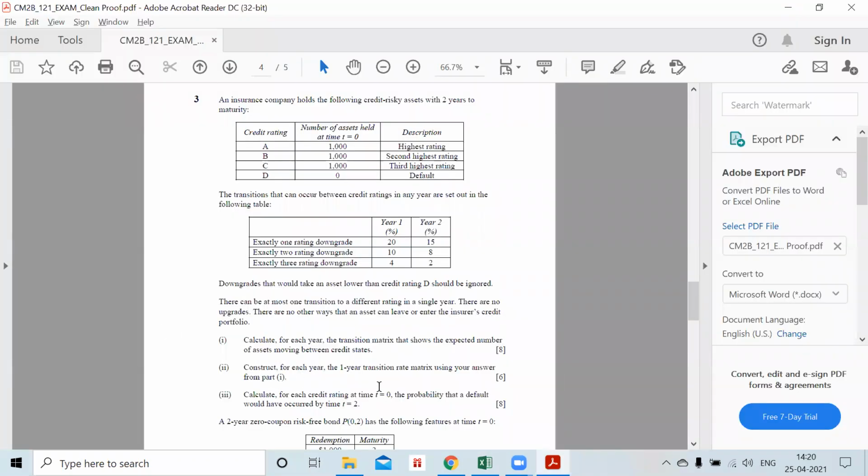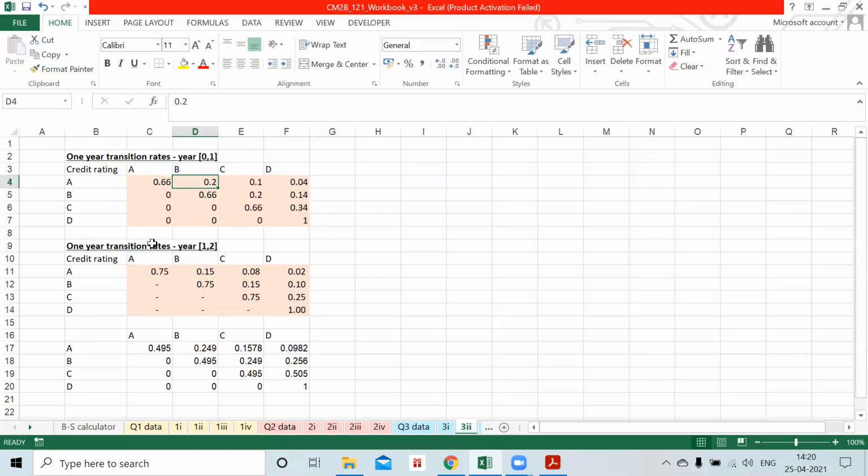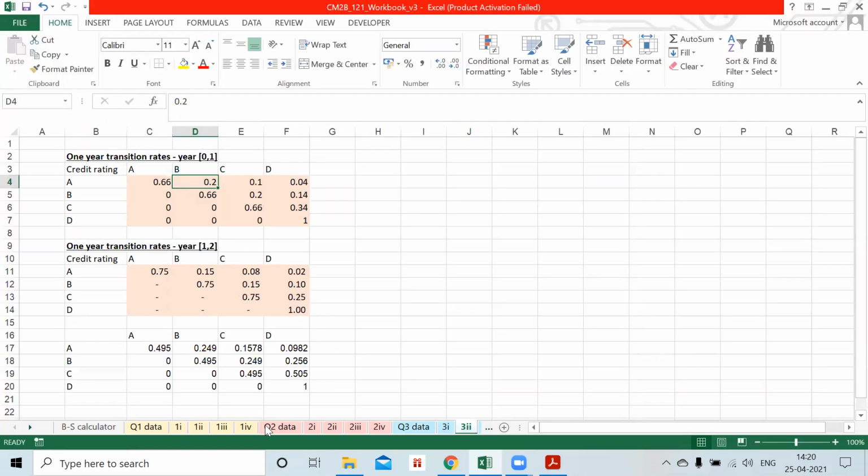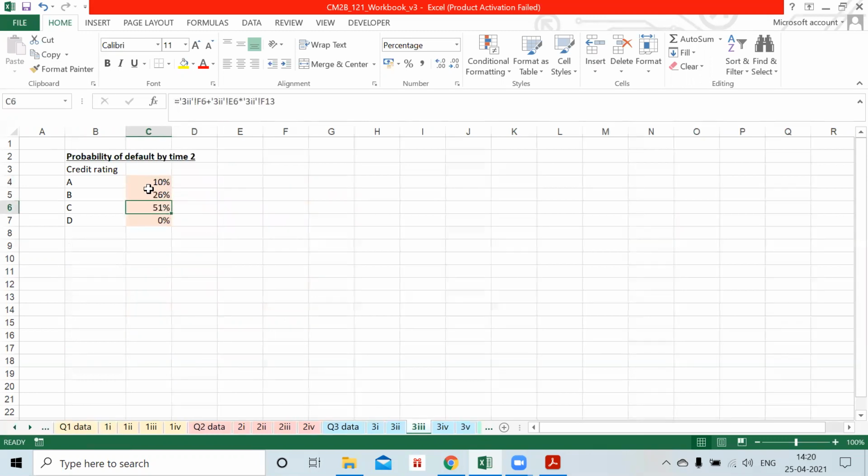Construct for each year the 1-year transition matrix using our answer from part 2. So we have constructed transition matrix A for year 1 and year 2. For each credit rating at time 2, we have the probability that default would have occurred at time 2. This P squared is also calculated over here, if required. If not, you can take these as the required ones, which we have got over here: 10%, 26%, 50%, and 0%.